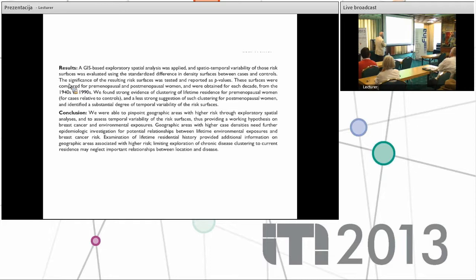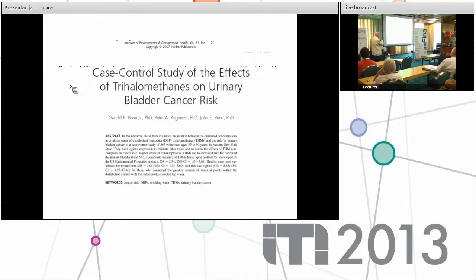So we use this spatial temporal variability to look at the risk surfaces, right? And the surfaces compared pre- and postmenopausal women from the 1940s to the 1990s. So he actually could take over those decades and then look at where the cases lived relative to the controls and look for the geographic spatial clustering. In the paper, in the book, there's a little methods paragraph that explains how this was done using the K function. So we were able to pinpoint geographic areas that had higher risks through this spatial analysis.